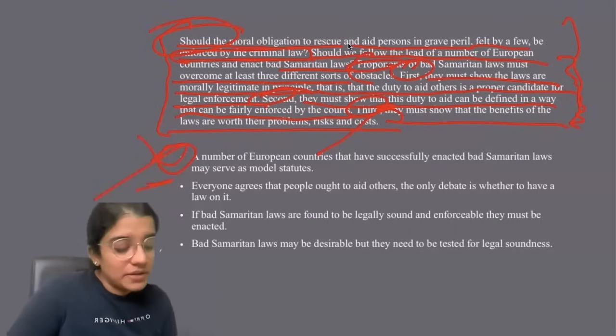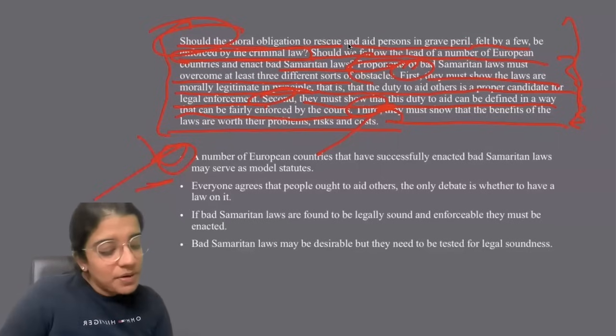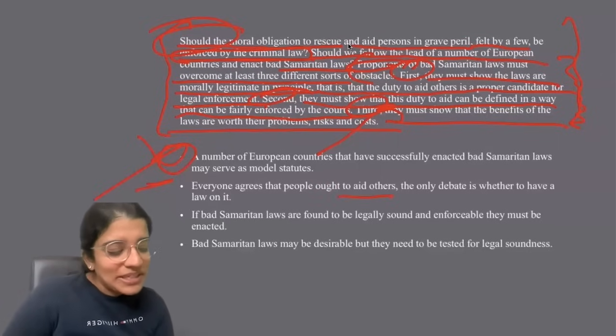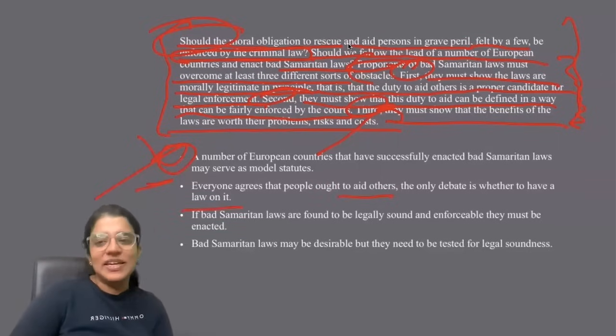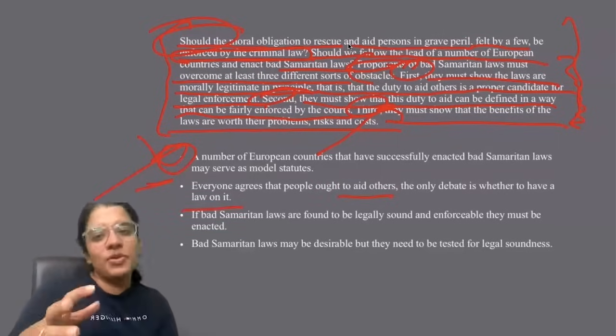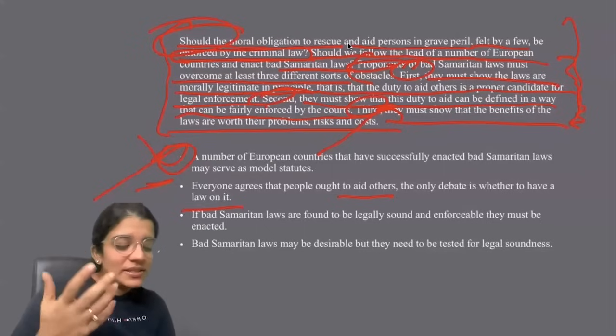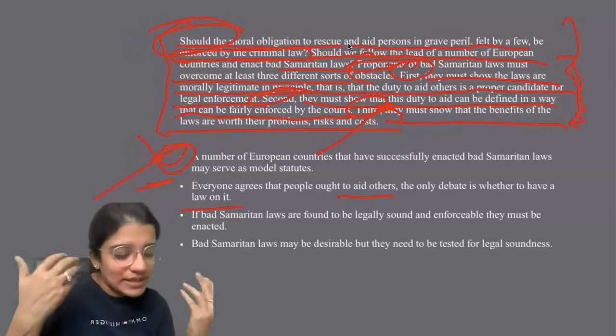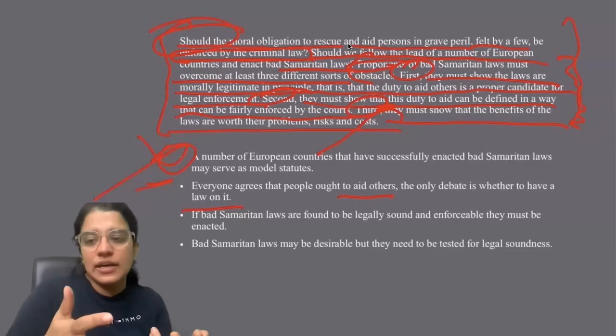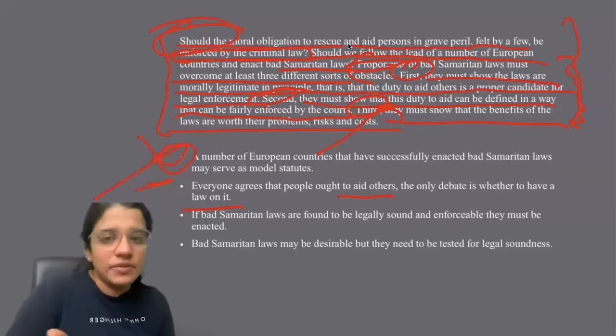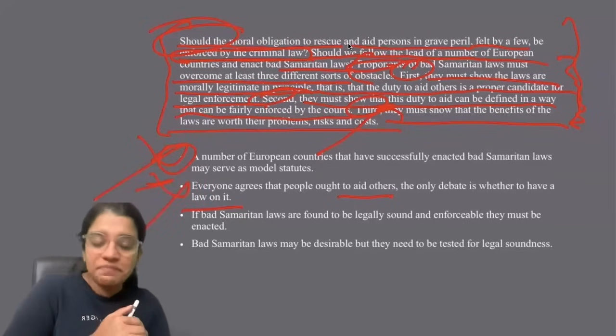B option क्या बोल रहा है? Exactly, that's also not given, Ramya. Everyone agrees that people ought to aid others. The only debate is whether to have a law on it. Now, this is not covering a lot of important points. First of all, it's not covering three conditions or three obstacles. दूसरी चीज, ये Samaritan law का exactly जिक्र ही नहीं कर रहा है, right? The Samaritan law itself is not given to us in the option. So this goes out as well.